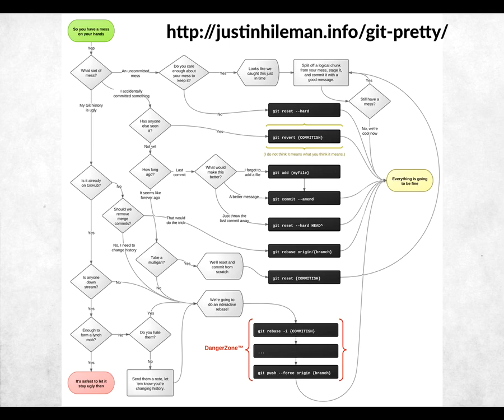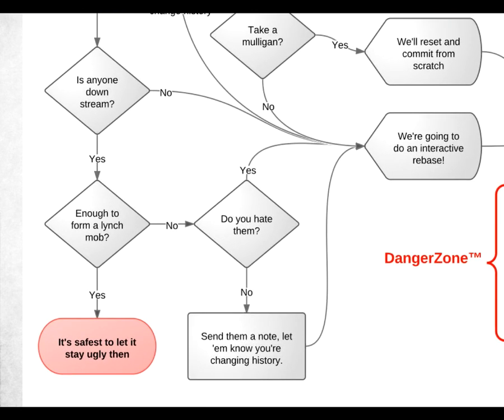But my favourite bit of it is down here. It says, "Is anyone downstream? Yes. Are they enough to form a lynch mob? And if no, do you hate them?" And basically, in that case, it's fine. Just do an interactive rebase and force push, and who cares? But it goes through all the different things that might be wrong and tells you what you can do.